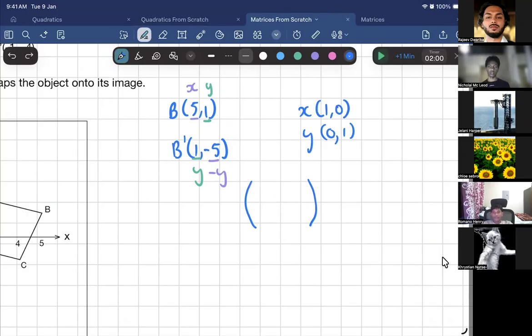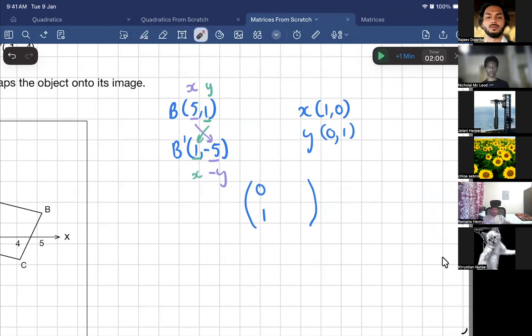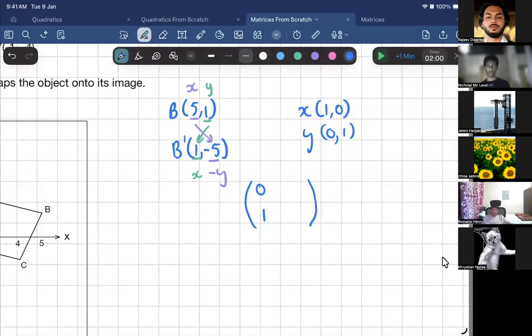Well, 0, 1. And what comes after? The x. Right, the x comes over there, but what happened to the signs? They change signs. So instead of writing 1, 0 back, it's 0, 1, then minus 1, 0. Let me check if that's the answer.